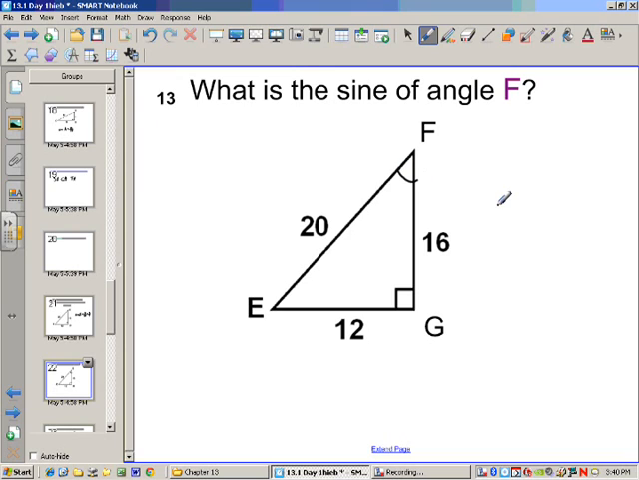Now if we do sine of angle F, now this opposite is 12 over a hypotenuse of 20. Both of those will divide by 4, so this would be 3/5.